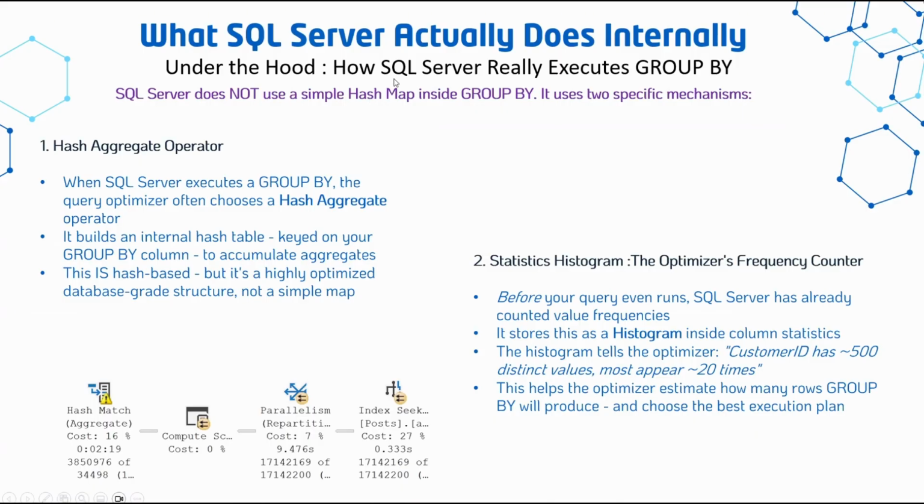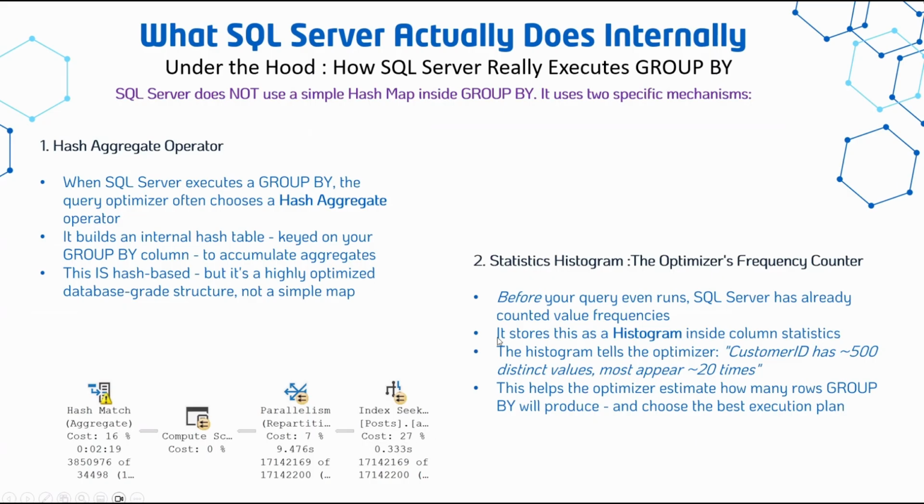So under the hood, when it comes to group by, SQL Server does not use a simple hash map inside the group. It uses two specific mechanisms. So it's not just a simple hash map. If you check this image here, you can see these four icons. This is exactly from SQL Server Management Studio. We call this an execution plan.